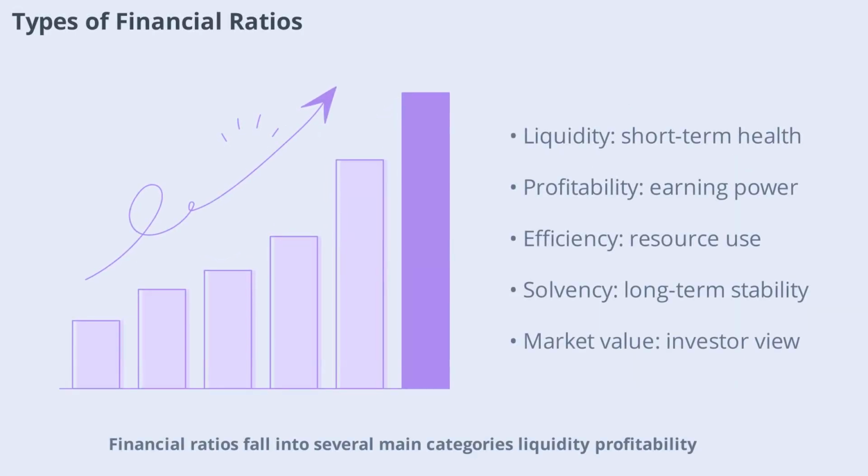Financial ratios fall into several main categories: liquidity, profitability, efficiency, solvency, and market value ratios. Each category focuses on a different aspect of a company's financial health. Liquidity ratios measure a company's ability to meet short-term obligations. Profitability ratios show how well a company generates profit. Efficiency ratios reveal how effectively resources are used. Solvency ratios assess long-term stability, and market value ratios reflect investor perceptions. We'll explore each category in detail, starting with liquidity ratios.